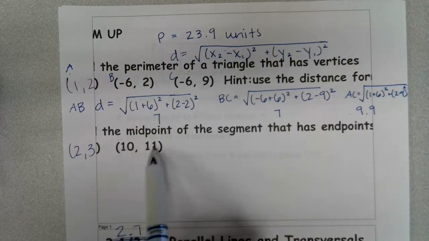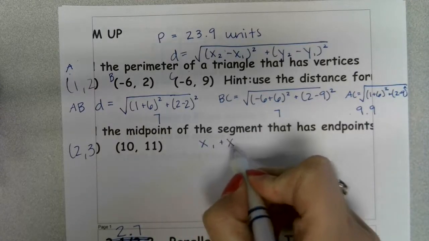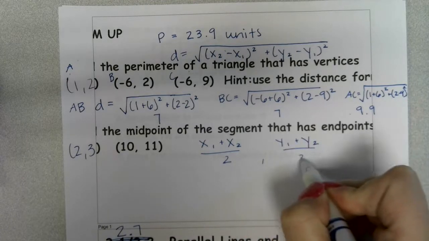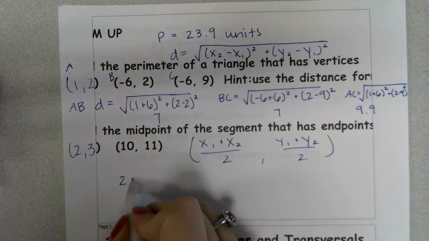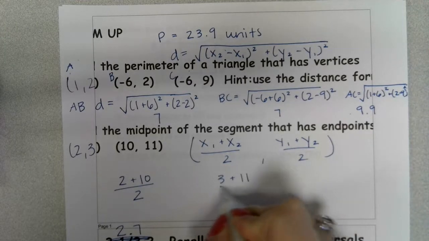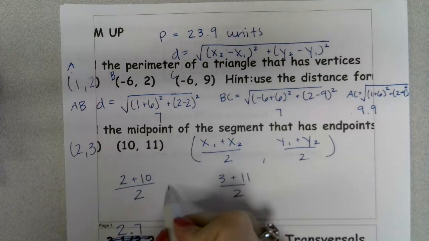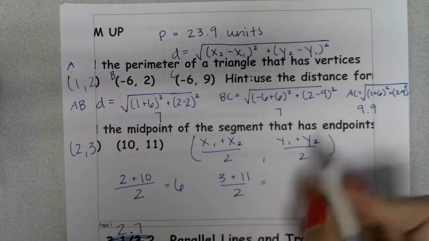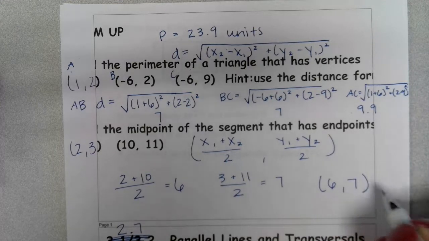And then midpoint, I filled in my points for the midpoint. The formula is x1 plus x2 divided by 2, and y1 plus y2 divided by 2, because you're finding the halfway point between those. So our x values here are 2 and 10, and our y values here are 3 and 11, and we'll divide both those by 2. So 10 plus 2 is 12, divided by 2 is 6. 3 plus 11 is 14, divided by 2 is 7. So your ordered pair here should be 6, 7, and that is the midpoint.